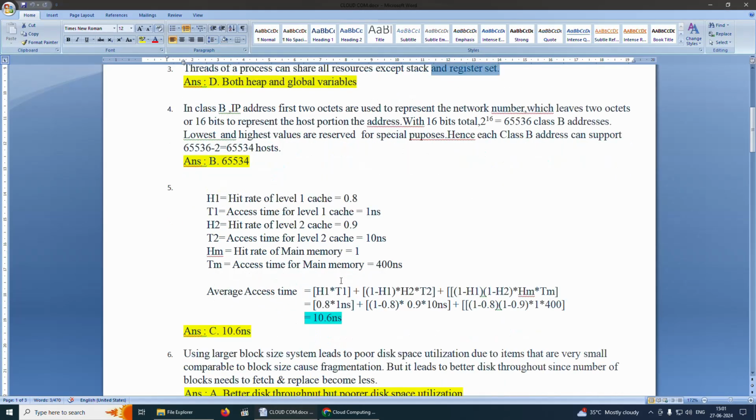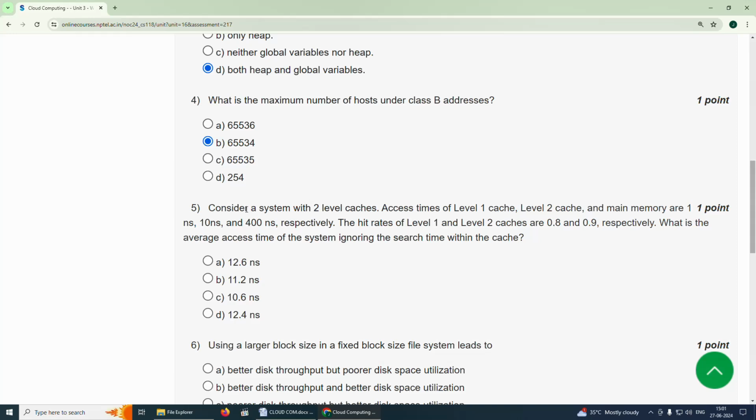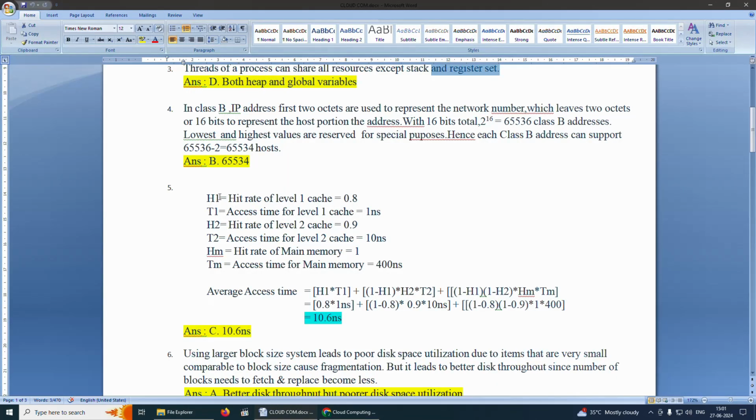Fifth question, the given things are: H1, hit rate of level 1 cache, is 0.8; T1, access time for level 1 cache, is 1 nanosecond; H2, hit rate of level 2 cache, is 0.9; T2, access time for level 2 cache, is 10 nanoseconds; HM, hit rate of main memory, is equal to 1; TM, access time for main memory, is equal to 400 nanoseconds.